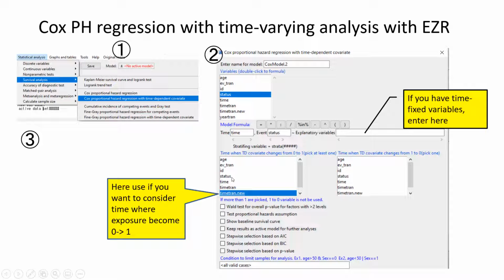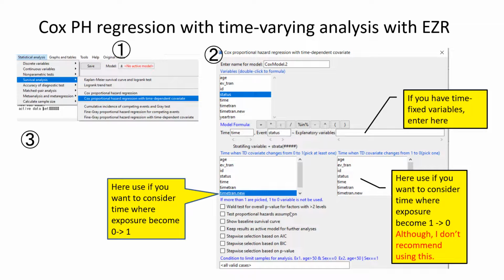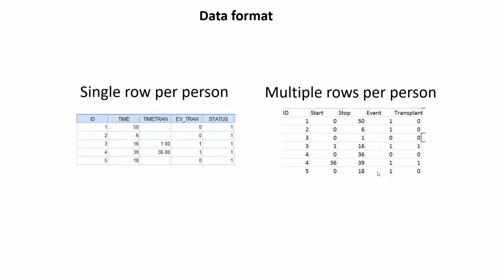whose status changes from 0 to 1. Use this other box if your time-varying covariate status changes from 1 to 0. I personally recommend using EZR only where you have one time-varying covariate whose status changes from 0 to 1. For an analysis including a time-varying covariate whose status changes from 1 to 0, I do not recommend using EZR. Using the multiple rows per person approach is much simpler, although we have to do programming for this, and I will explain this in a later video.